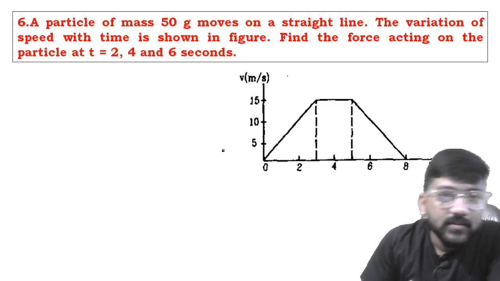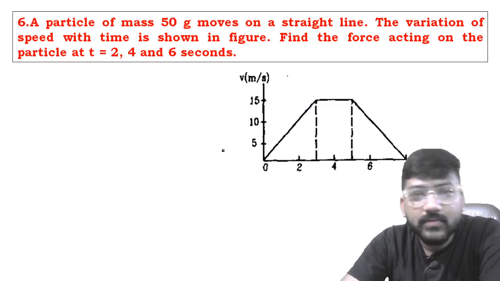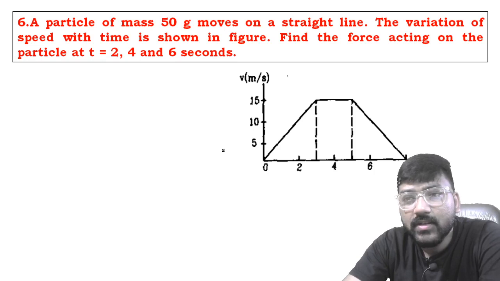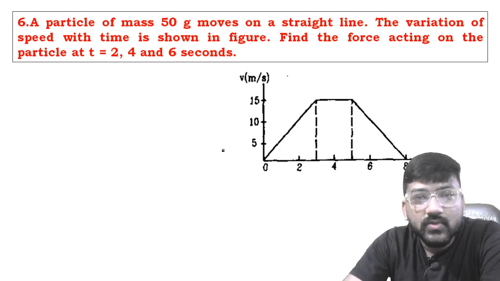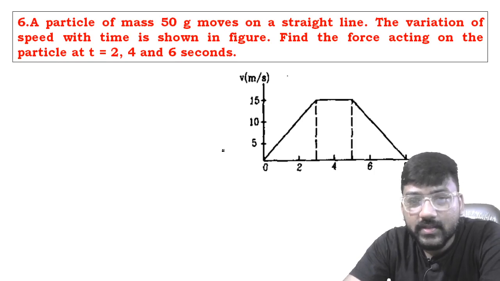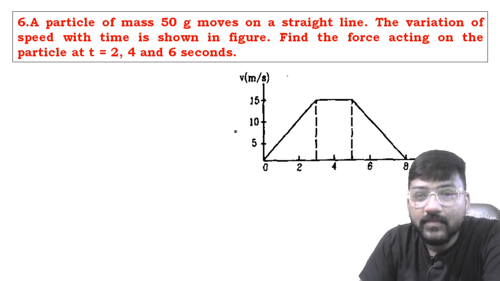So the question is that a particle of mass 50 gram moves on a straight line. The variation of speed with time is shown in the figure. Find the force acting on the particle at t equal to 2, 4 and 6 seconds. So you have to see the figure.